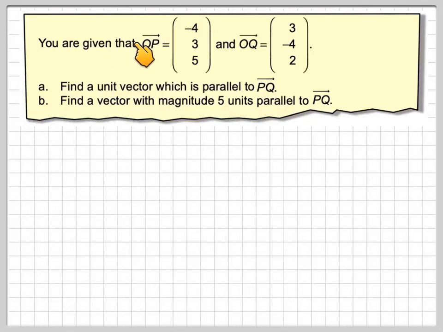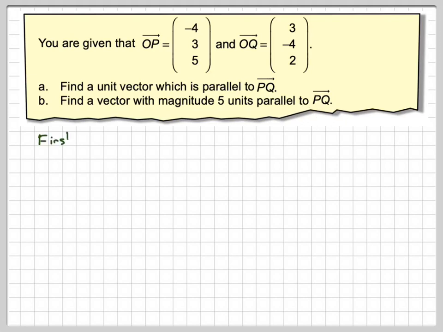You're given that vector OP is -4, 3, 5, and vector OQ is 3, -4, 2. A. Find a unit vector which is parallel to the vector PQ, and B. Find a vector with magnitude 5 units parallel to PQ.